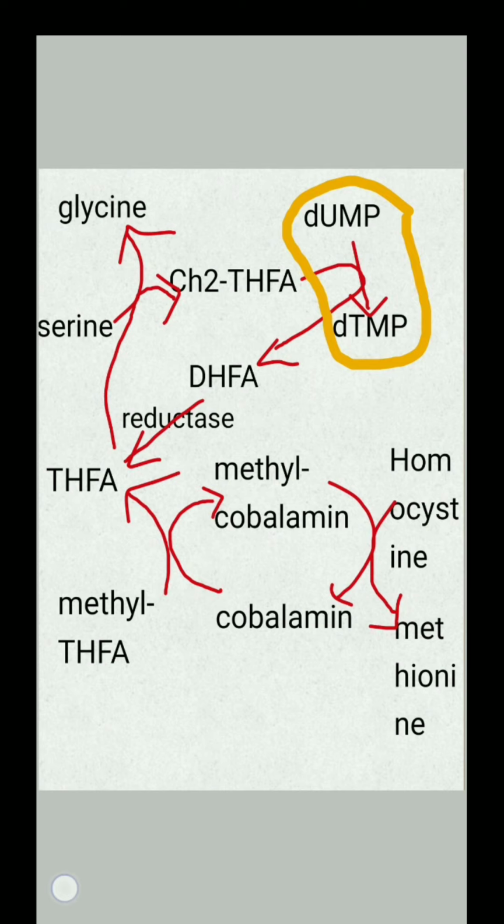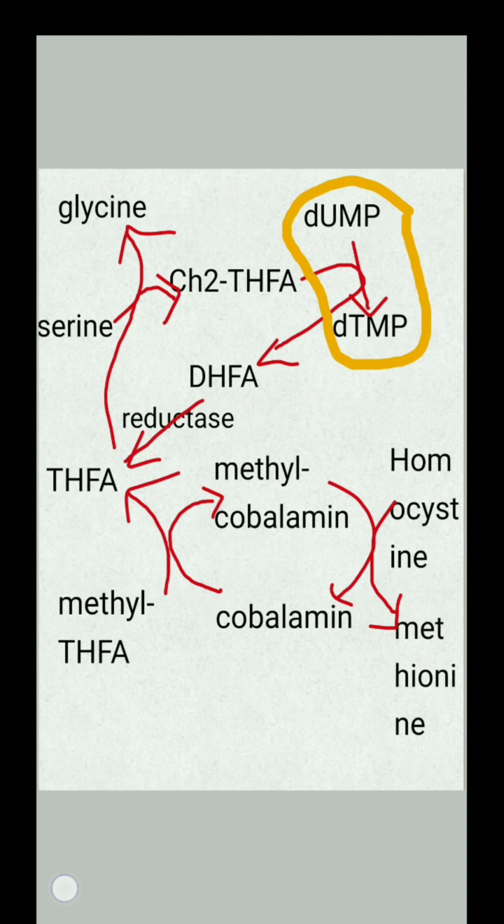The methyl tetrahydrofolic acid group will enter the cells from the blood after getting absorbed. After entering the cells, it will donate a methyl group to cobalamin. So the cobalamin will transfer it to homocysteine so that it will form methionine.